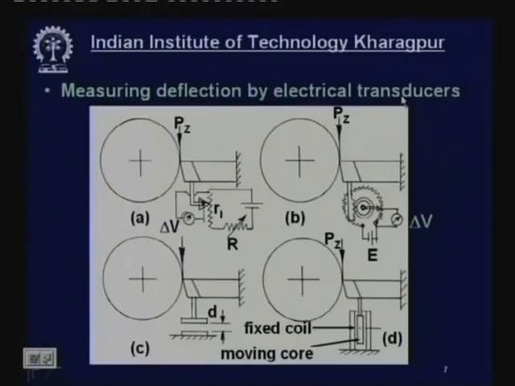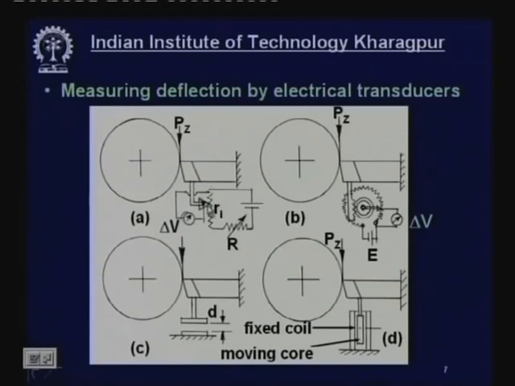Now, measuring deflection by electrical transducers. Other methods are electrical, electronic, and optical methods. There are various methods, but I shall now discuss some of the common methods, like electrical. Here is an example of measuring deflection by an electrical transducer, a potentiometer. This is the workpiece, and this is the cutting tool, which looks like a cantilever beam. Now this really represents the tool, tool holder, or any elastic member subject to a force. This will undergo deflection.